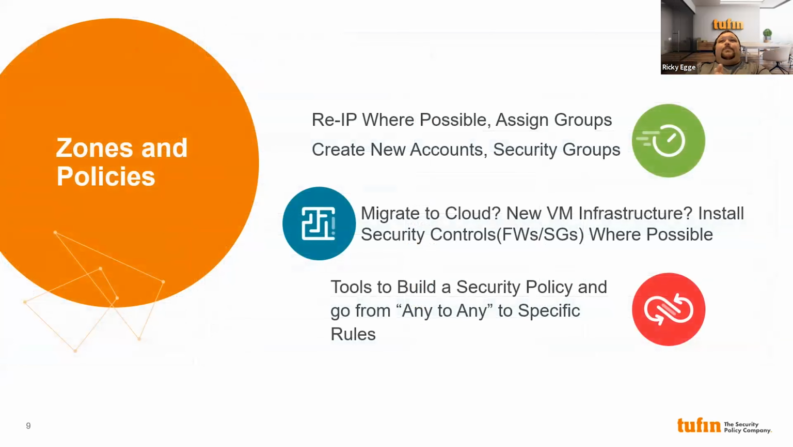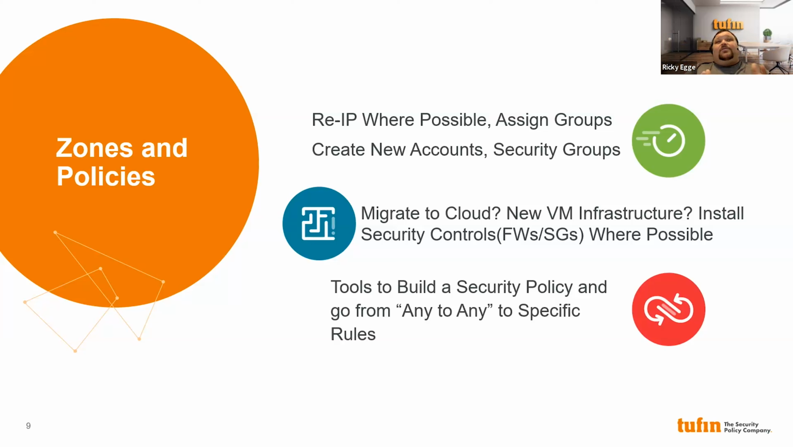So how do you build these zones and policies, and how do you get to good in the segmentation scenario? Re-IP where possible, right? Assign groups, create new accounts for applications in the cloud. So you think in Azure and GCP and AWS, you have that ability to create multiple accounts that you can actually use to break your applications apart. And there are features and functionality that allow you to join the accounts together in a centralized manner so they can share information, use shared services. And then finally, using security groups.